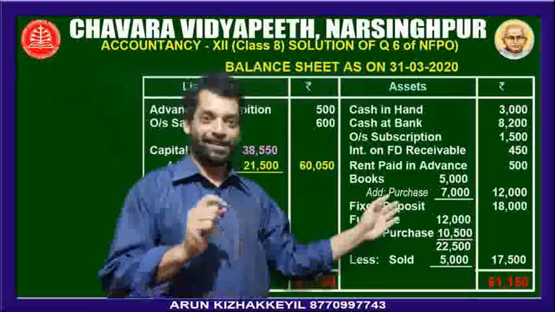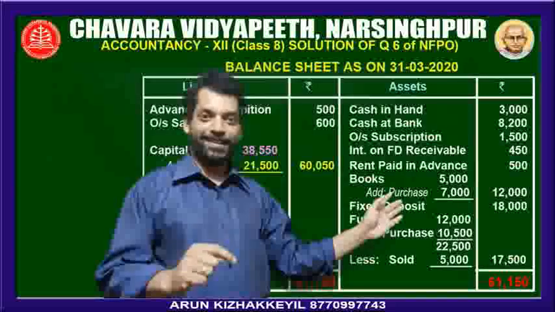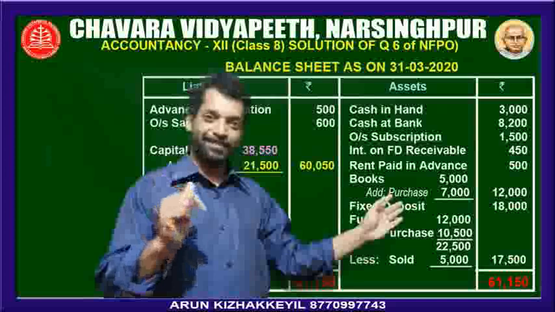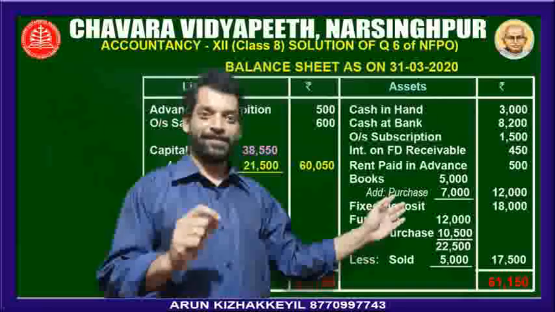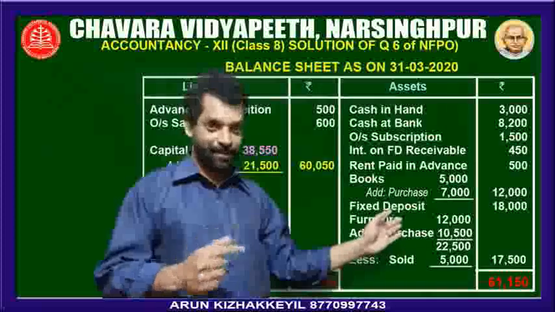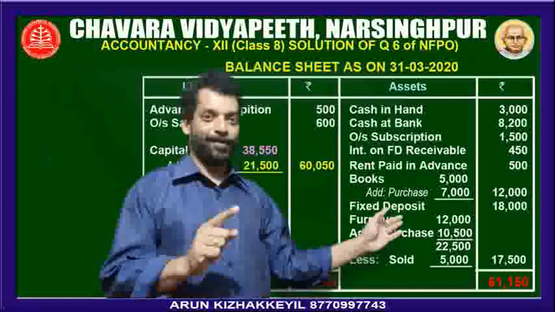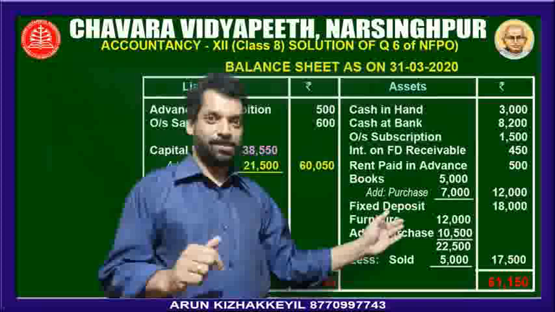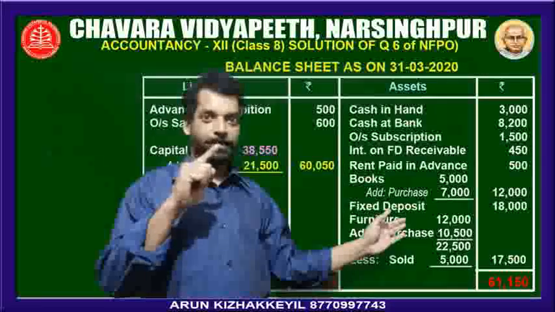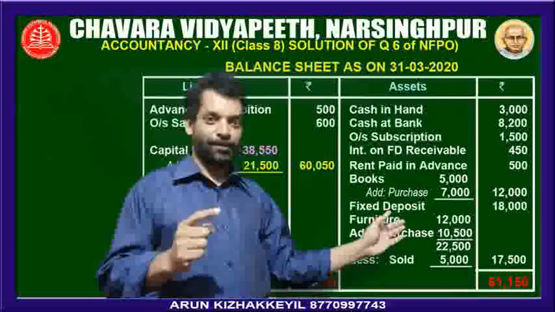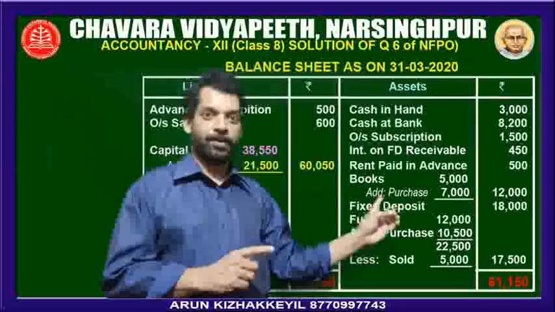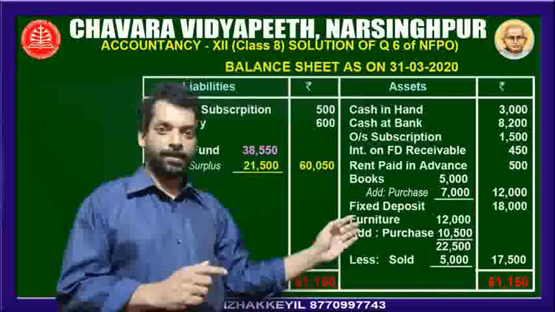Don't add 800. We assume that the current year's outstanding is 700 and last year's still pending is rupees 800. So 800 plus 700, 1,500. The interest on FD receivable only, not 900, only 450. Then books, already in the opening balance sheet you can see 5,000. And this year's purchase on the payment side of the RNP account you can see 7,000. So total is coming to rupees 12,000.